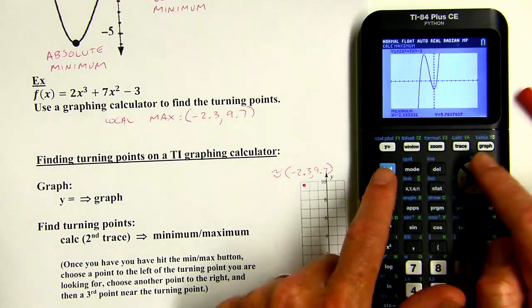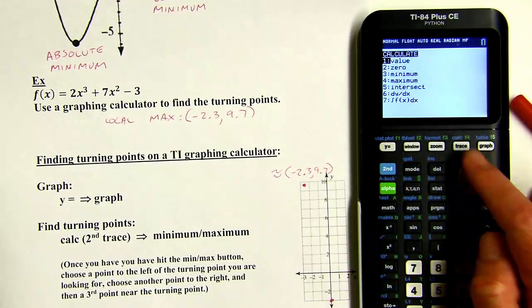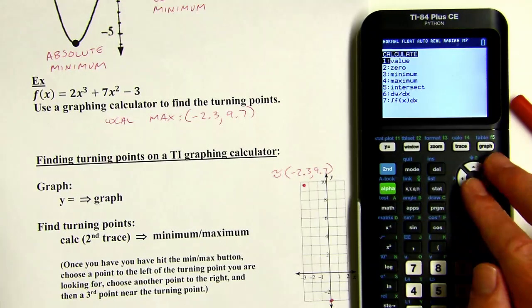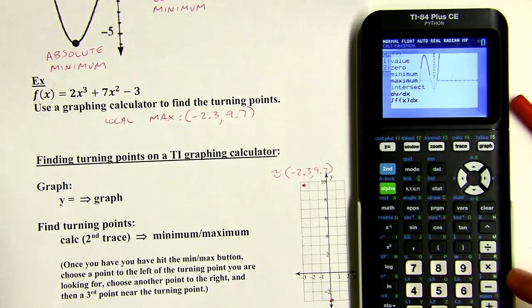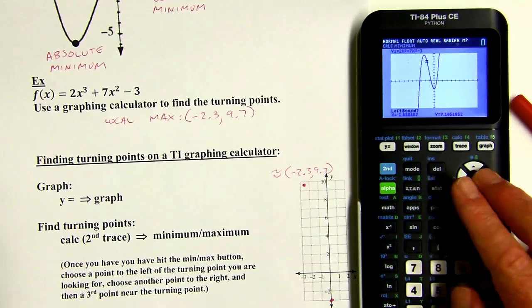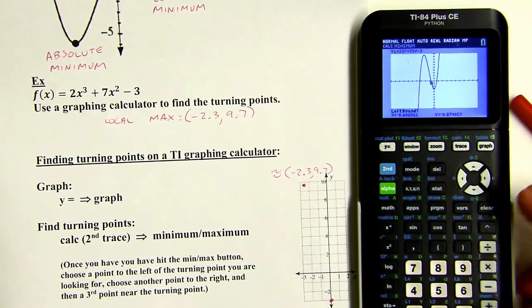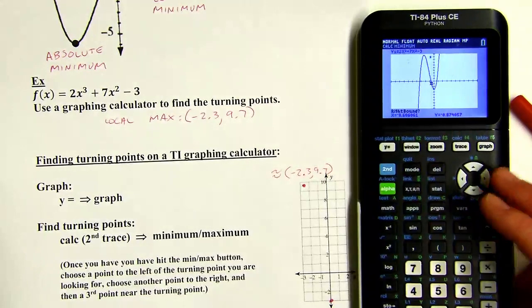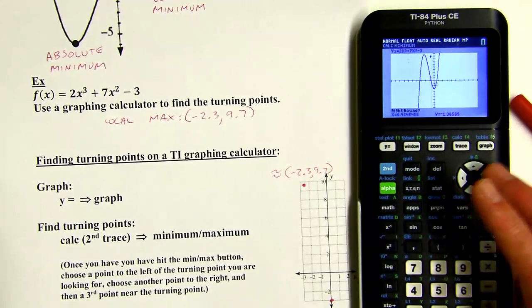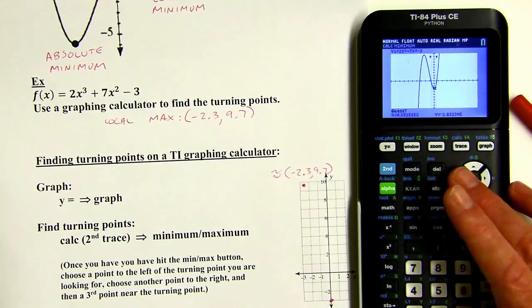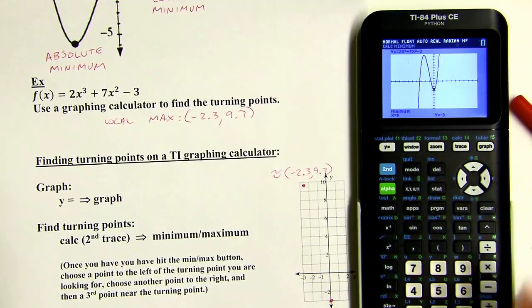Okay, all right. So let's repeat the process, though, now looking for this point, that local minimum. So I'm going to hit second trace again to get to calc, and then I'll go to minimum this time, and I'm going to do a left bound, right bound. So I'm putting my cursor to the left of that point down there, hitting enter. Then I'll put my cursor to the right and hit enter, and then I'll move it close to the minimum and hit enter one more time.